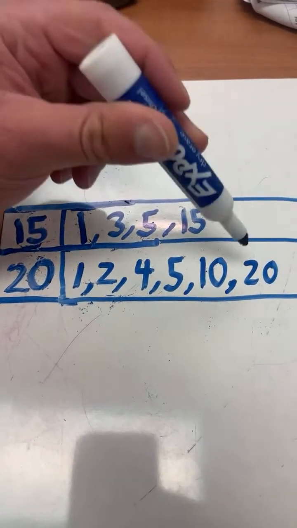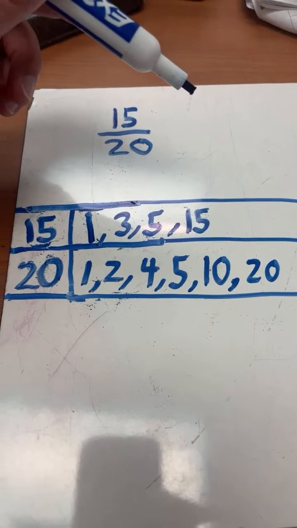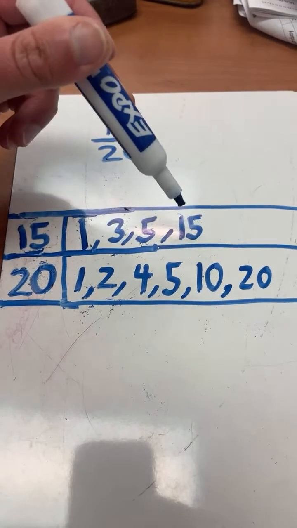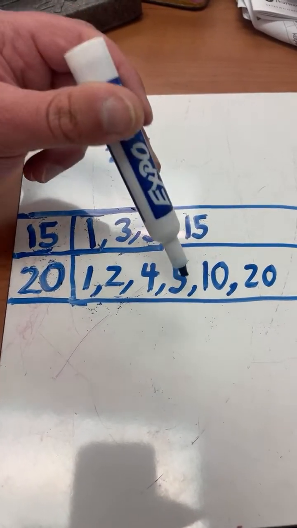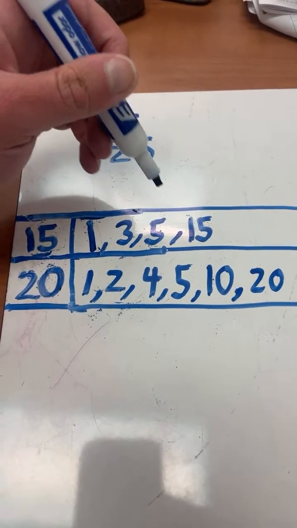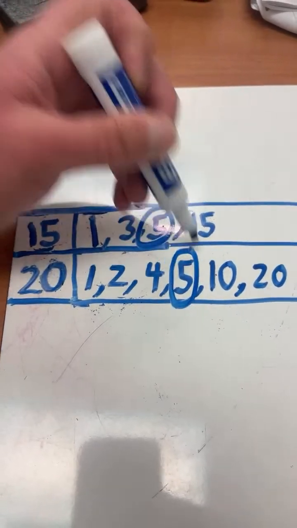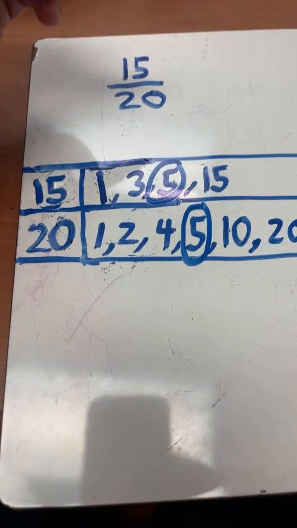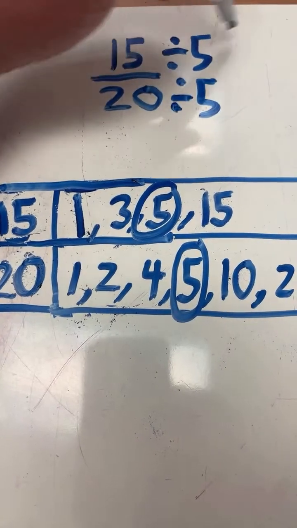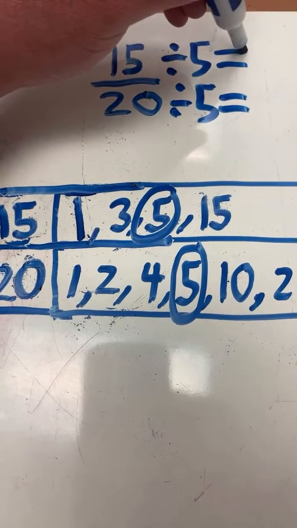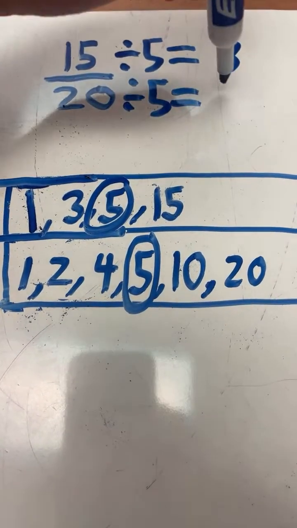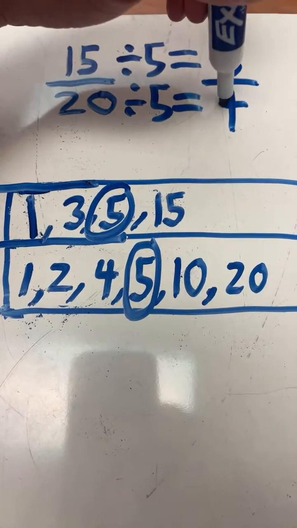Now, even though 20 is the biggest factor listed, 20 is not a common factor. 20 is not a factor of 15. 10 is not a factor of 15. 15 is not a factor of 20. The greatest common factor, the greatest factor that's common between 15 and 20, is 5. So 5 is what we need to divide by. So 15 divided by 5 equals 3. 20 divided by 5 equals 4.